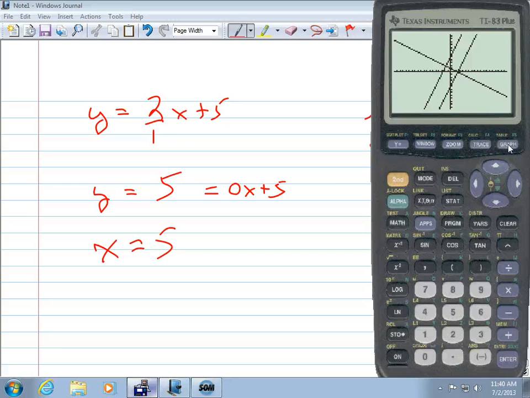This is section 1.6. Now we did a little bit of this yesterday. Remember we did linear regression? I had a scatter plot, and I had the calculator figure out the line of best fit.